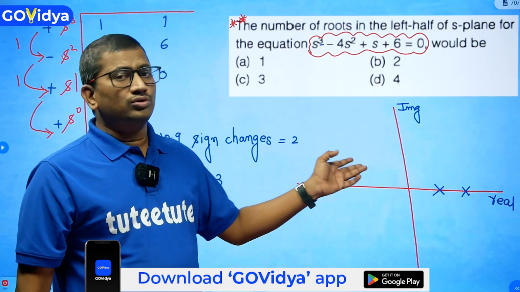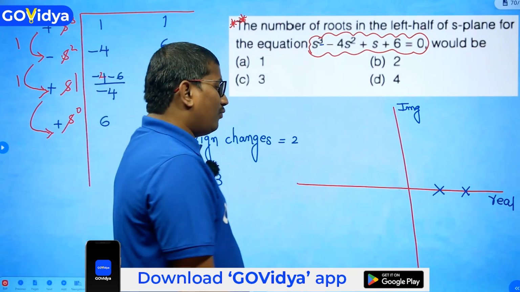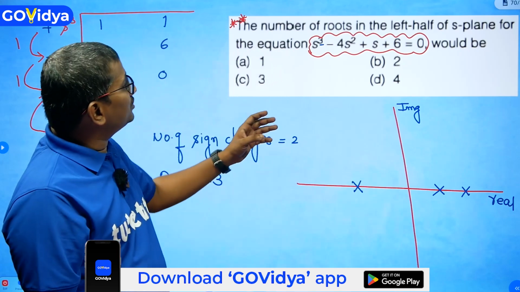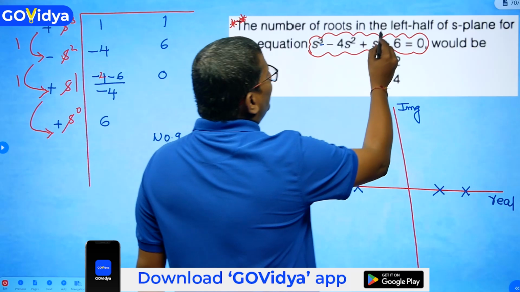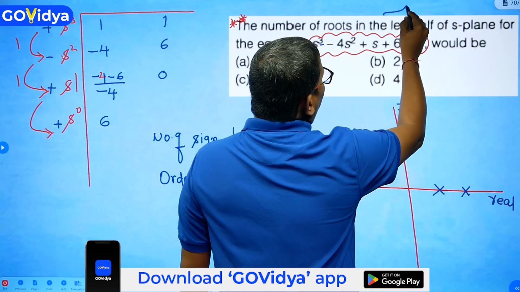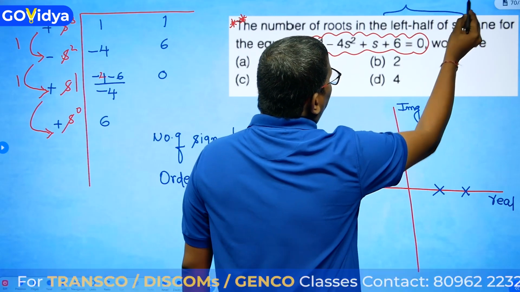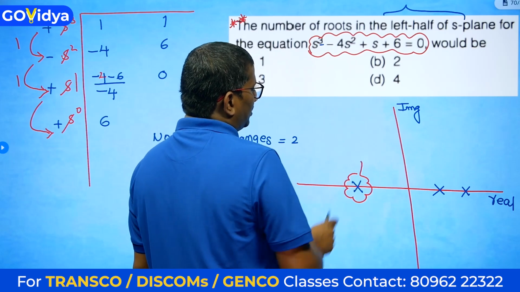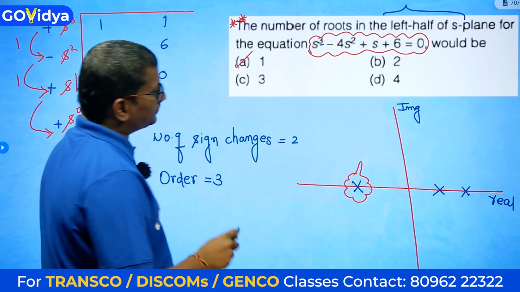Out of 3, 2 roots are lying on the right half of the S-plane and 1 root is lying on the left half of the S-plane. As per the question, he is asking how many roots are lying on the left half of the S-plane. How many? Only 1. Therefore, our option is A.